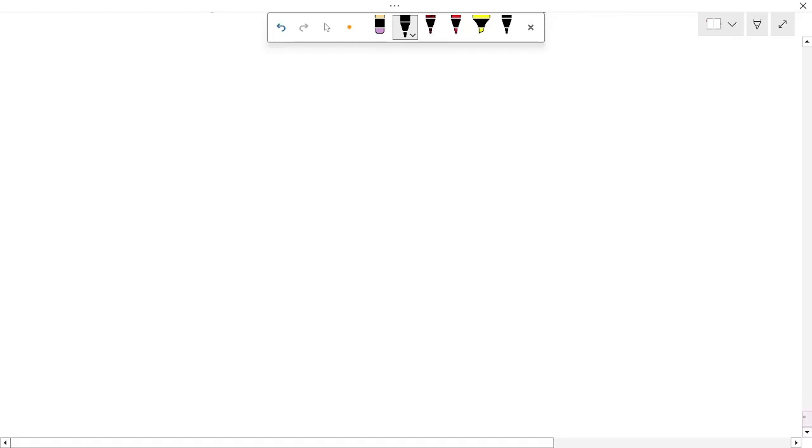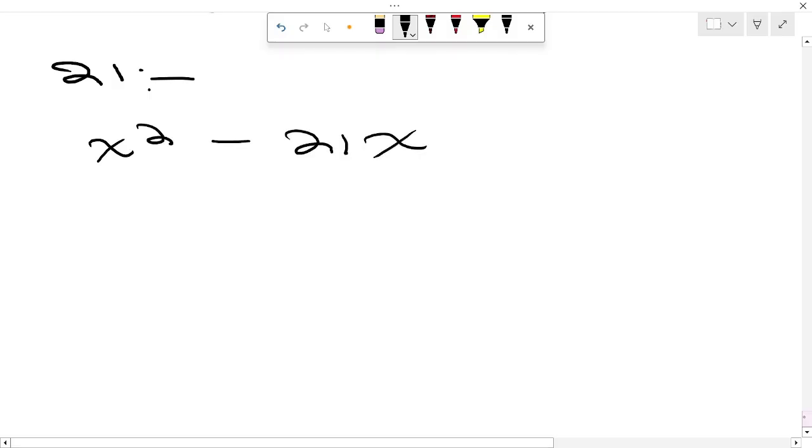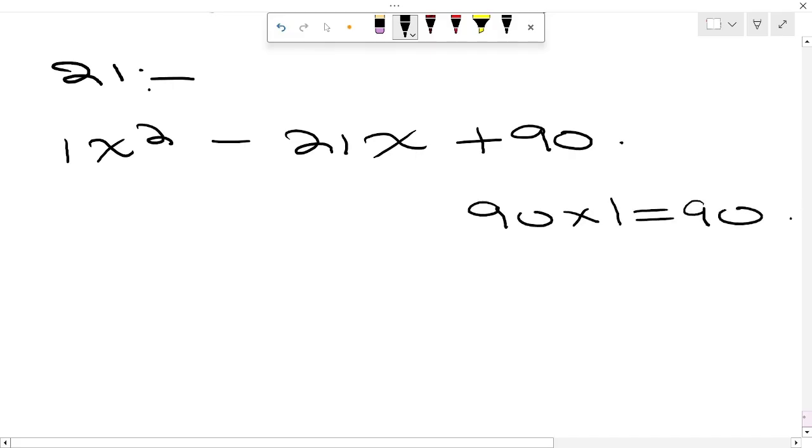Now let's move on to the last question, which is question number 21. Question number 21 is also a quadratic expression. I'll write x square minus 21x plus 90. Now the coefficient of x square is 1. Multiplying these two values results in 90. But we need values such that when we add them up we get negative 21 as the result. So what are we going to do?